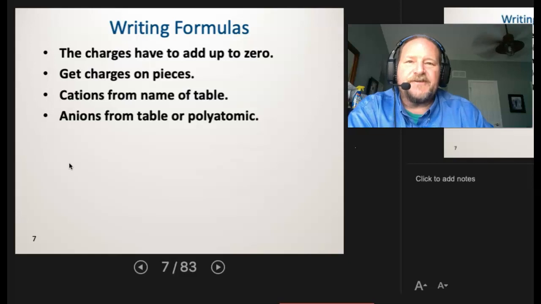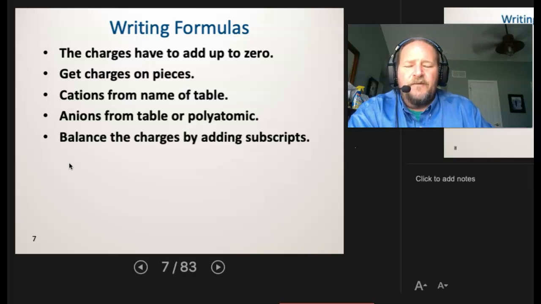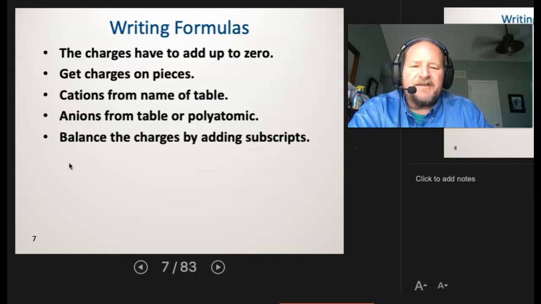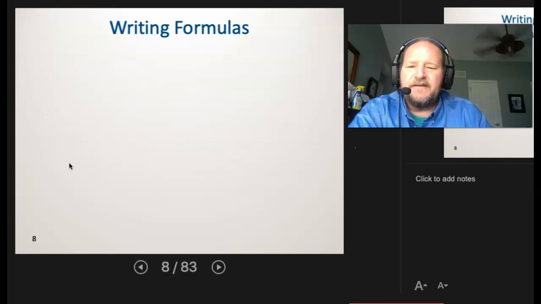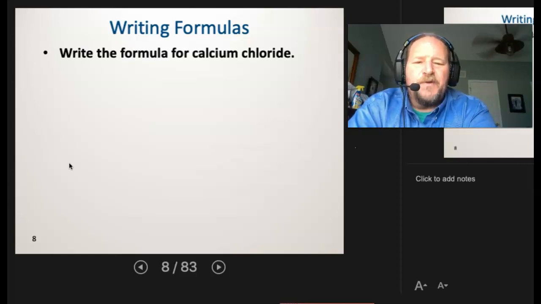That's also under student resources. You can pull that list down and it gives it to you by charge and name and what the formula is. Once you have the charges, you can balance the charges one of two ways. There's just adding subscripts until you get the numbers to add up, or you can do what's called the crisscross. I'll be showing you how to do the crisscross method. All right. But I'm going to go through both methods here.